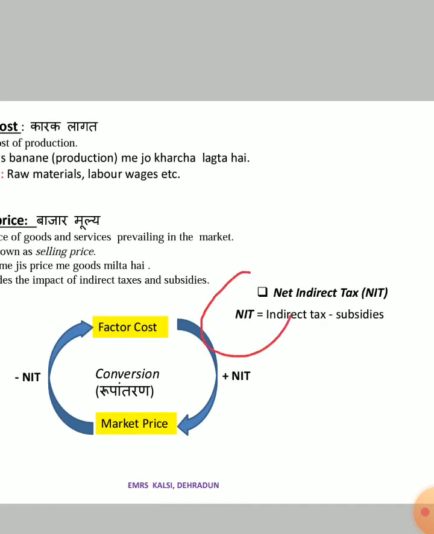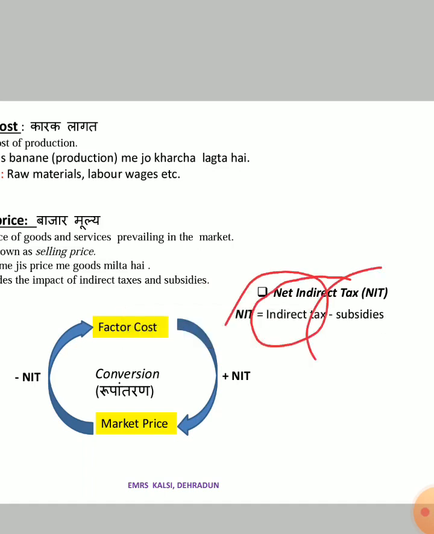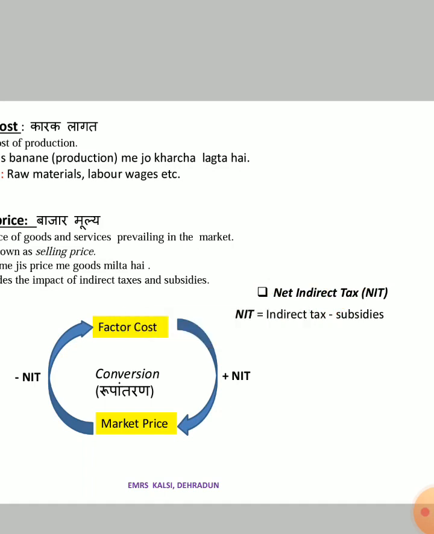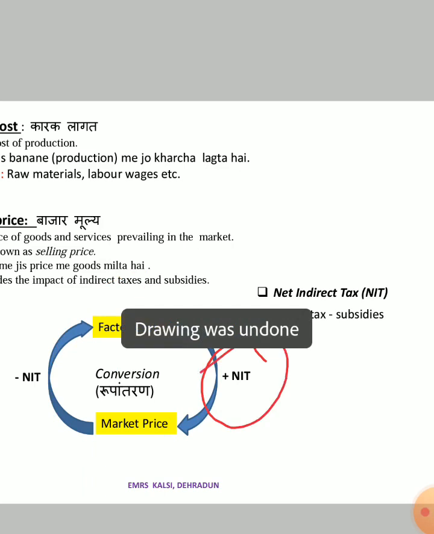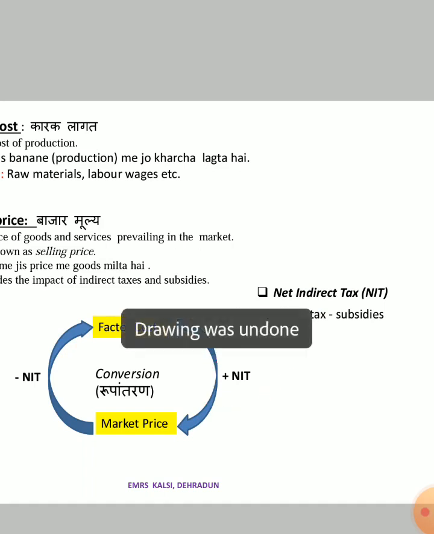Sometimes NIT is not directly given to you in your question. So you will look up indirect tax and subsidies. There is a formula for finding NIT also, so there is a formula within the formula. The main formula needs NIT, and to find NIT you require indirect tax and subsidies. The formula for NIT is indirect tax minus subsidies. You will get NIT, then you can use that NIT to find factor cost and market price.